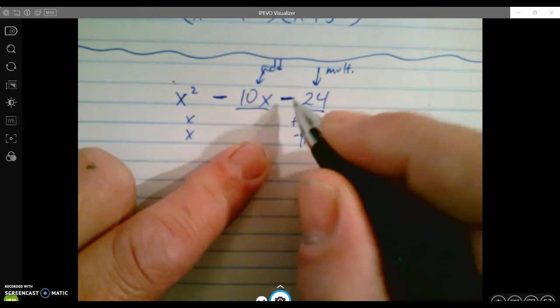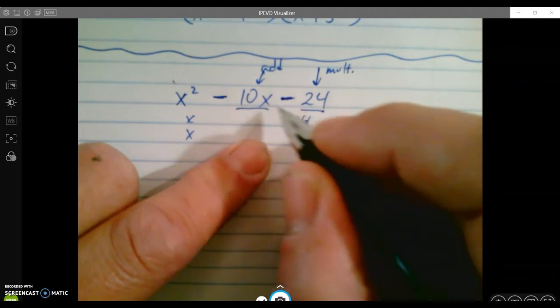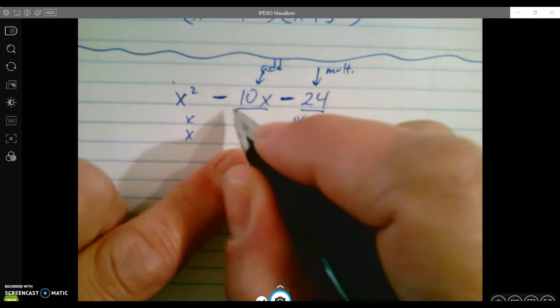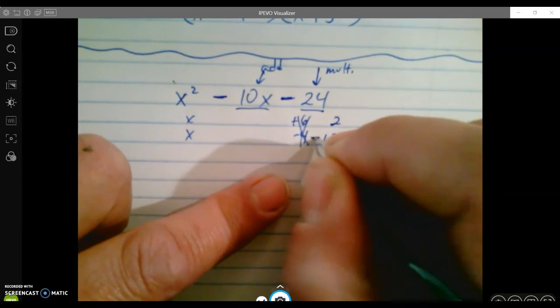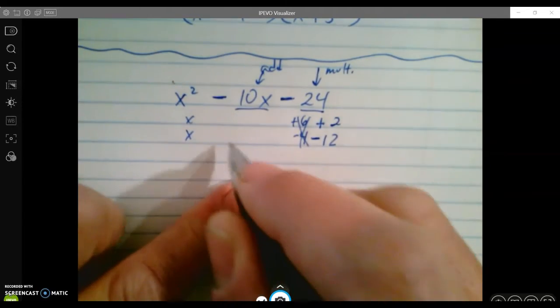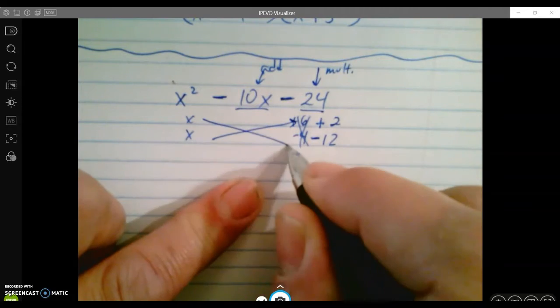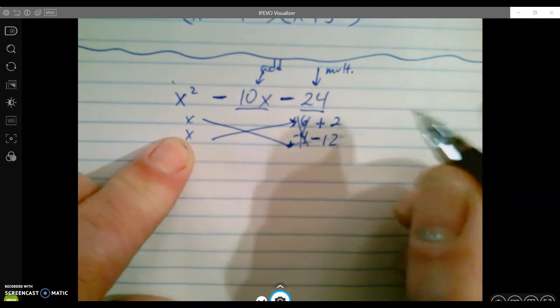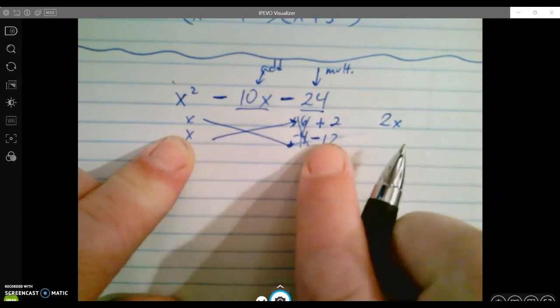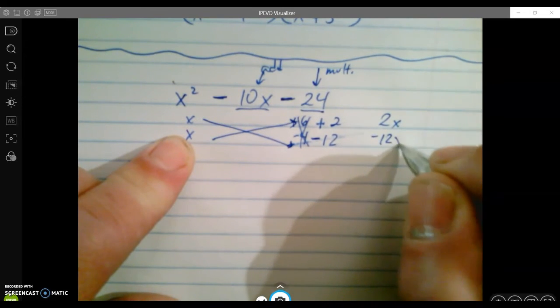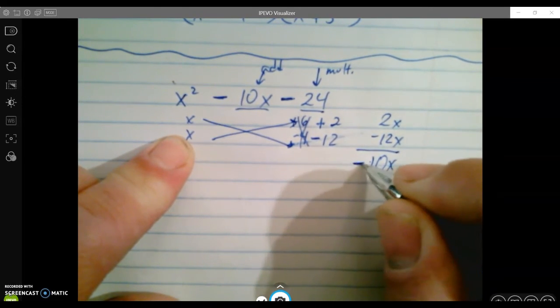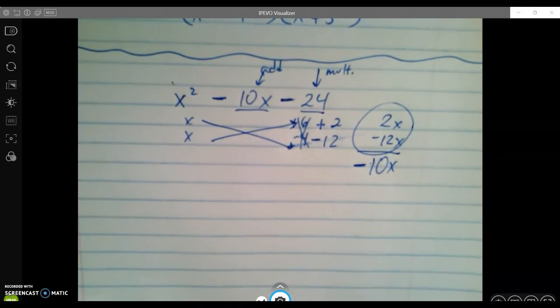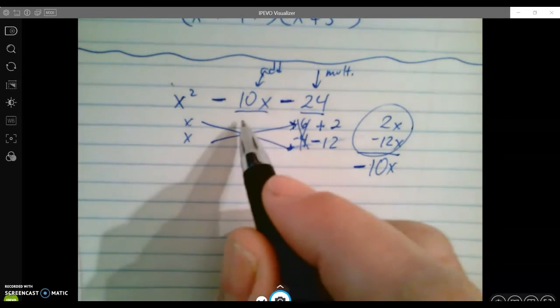Now we got to check. There's two ways to get a negative 24, but only one way gives us a negative 10. So that would have to be a negative 12 and a positive 2. And here's how we check this. When I check the cross product, x times 2 would give you 2x. X times negative 12 will give you negative 12x. And when you add those, you get negative 10x. And that's what we needed.